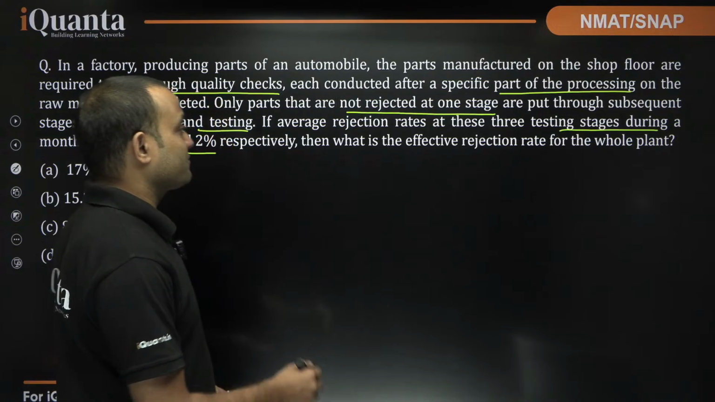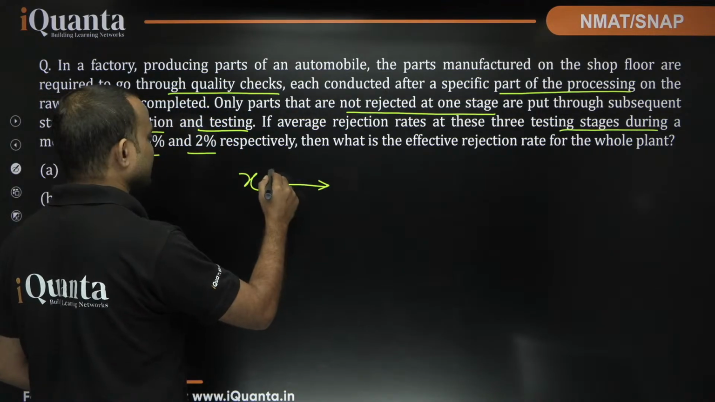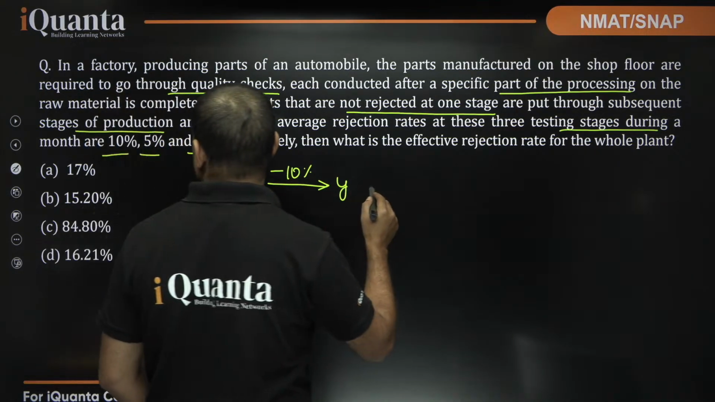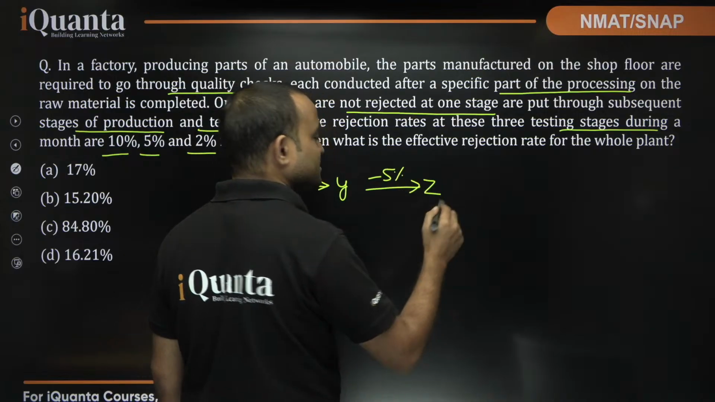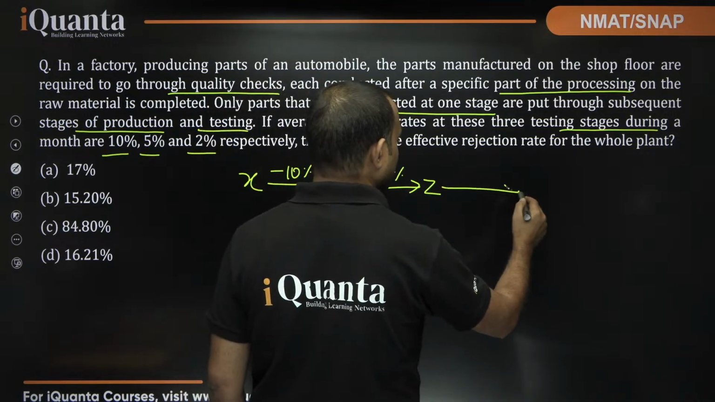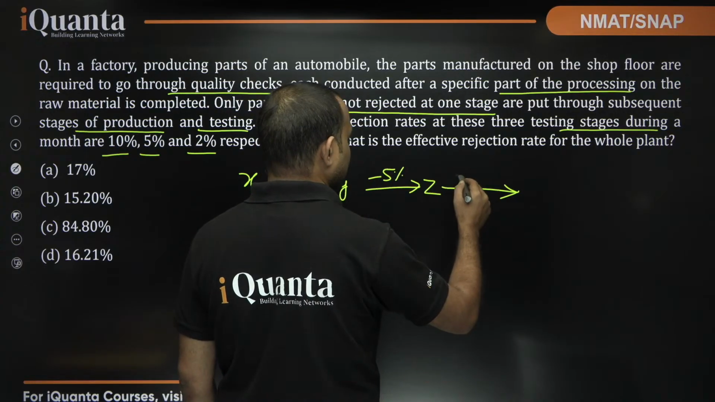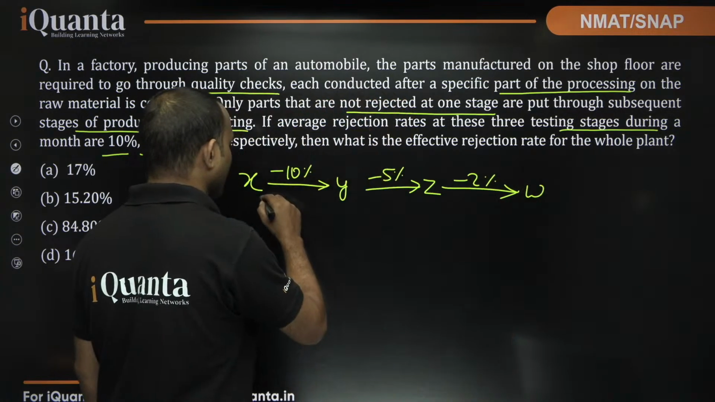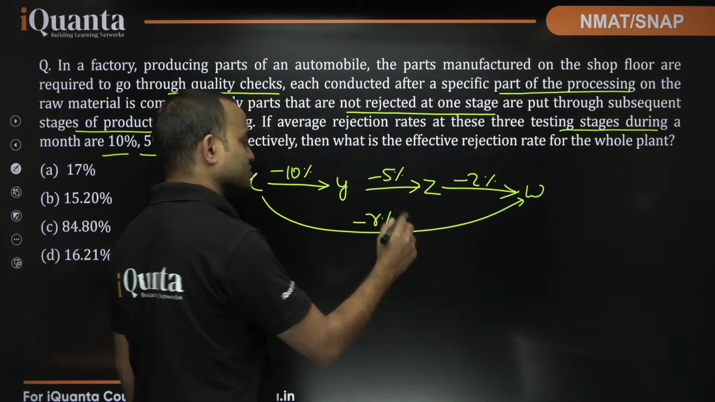So, initially if the total number of manufactured parts is X, then there is a reduction of 10%. What is left? Y is left. Then there is a reduction of 5%, then we get Z number of productions. Z number of manufactured production, and then it is decreased by 2%. So, we are getting W. So, we need to find what is the total change here.